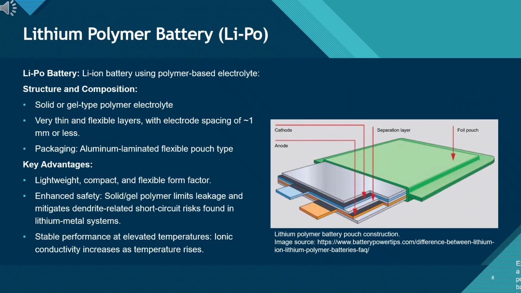Lithium polymer battery. LiPo batteries are a type of lithium-ion battery that uses a solid or gel polymer electrolyte instead of a liquid. This design makes them lightweight, thin, and flexible, as shown in the pouch structure here. They're safer because the polymer reduces leakage and prevents dendrite growth, and they perform well even at higher temperatures. You'll find them in drones, phones, and compact devices where space and weight matter.